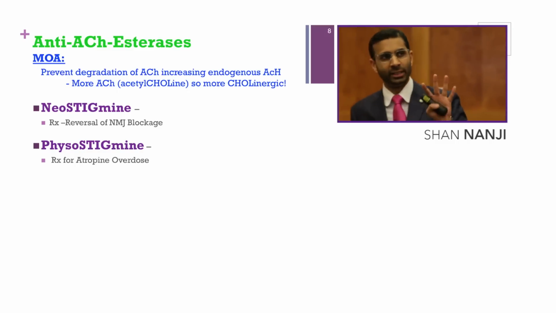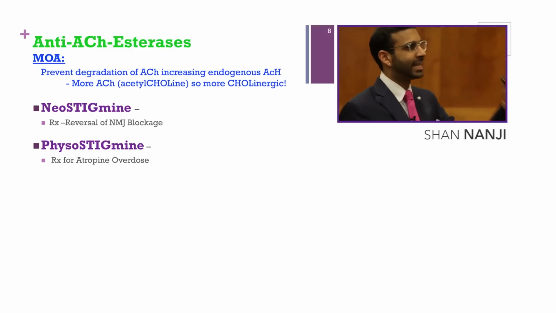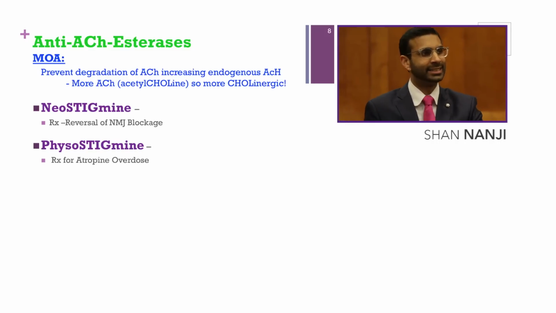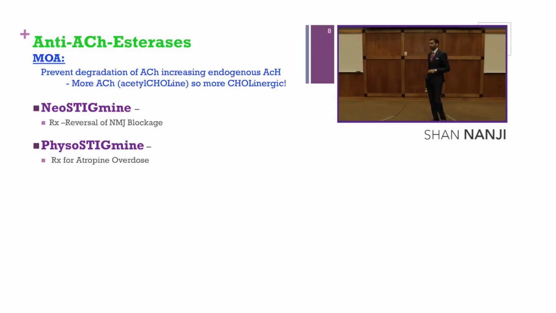Once again, the 4 letters commonly found in anticholinesterases is S-T-I-G. It is what? S-T-I-G. Excellent. Let's talk about neostigmine first.